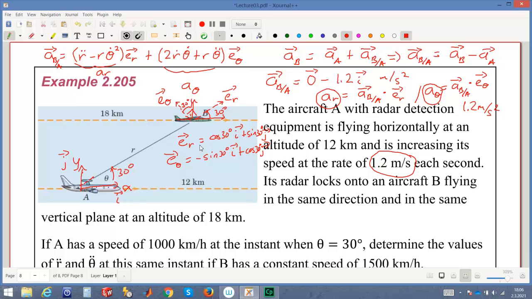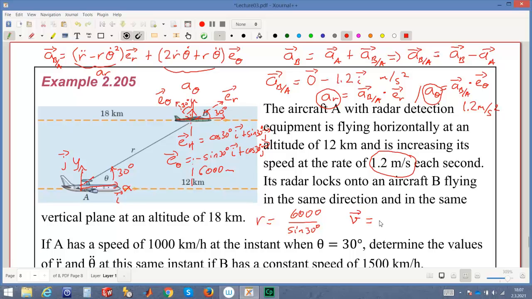R could be found easily because now if this is R length and this is the altitude, and if this is 30 degrees, then I know that this difference is 6,000 meters, and from 30 degrees I will be able to find R as 6,000 divided by sine 30 degrees, right? That's my R value, so it's easy to find. How about theta dot and R dot? Well, that information will be found from the velocity information.